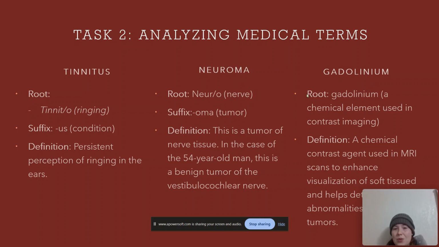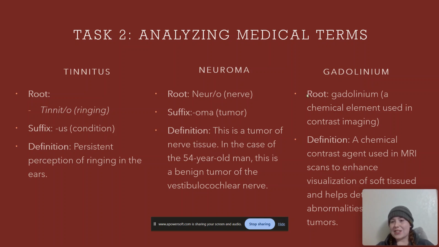The other word that I wanted to do was neuroma, which having the root of neuro, meaning nerve, and the suffix of oma, meaning tumor, shows that there was a tumor on the nervous tissue in this case. And for this 54-year-old man, it did show that it was a benign tumor of the vestibulocochlear nerve.